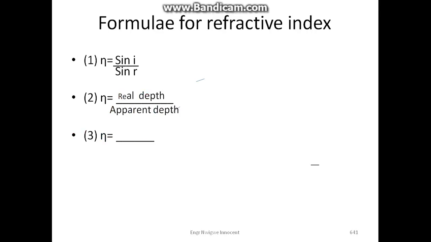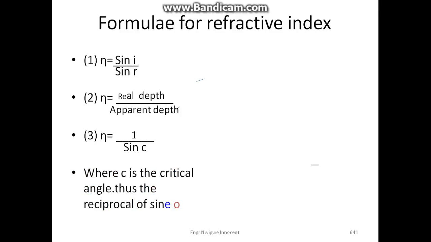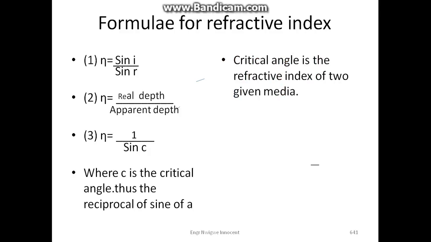3. Refractive index n is equal to 1 over sin c, where c is the critical angle, thus the reciprocal of sine of the critical angle is the refractive index of two given media. 4. Refractive index is equal to velocity of light in vacuum over velocity of light in a medium.